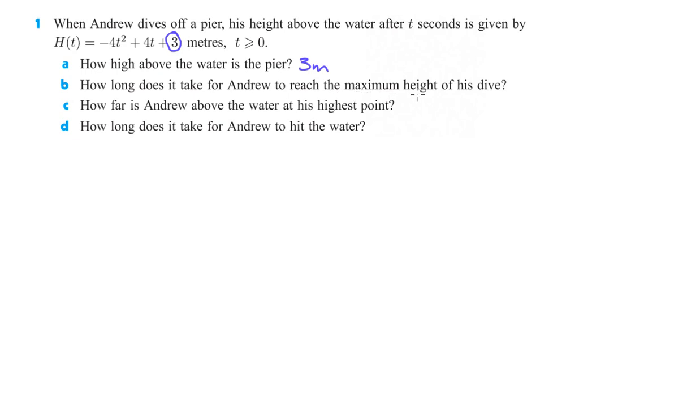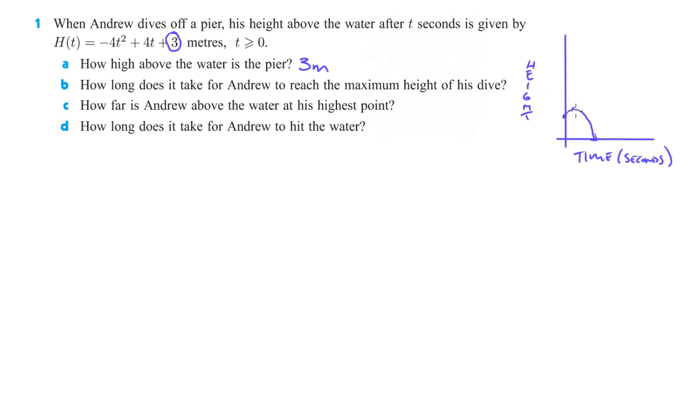How long does it take for Andrew to reach the maximum height of his dive? Okay, so we've got this quadratic. Here's Andrew, here's the height of the pier, and this is going to be our representation of his height above water. And then this is going to be time. It looks something like that. So that's height in meters above the water, and this is time in seconds.